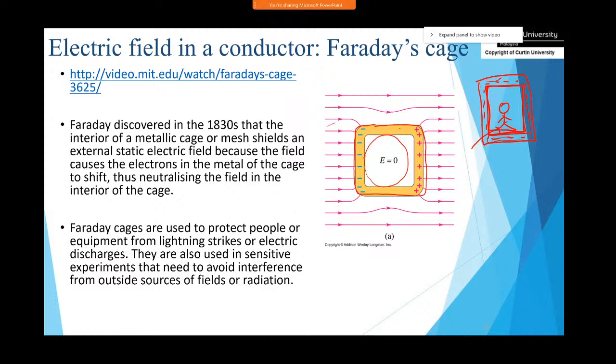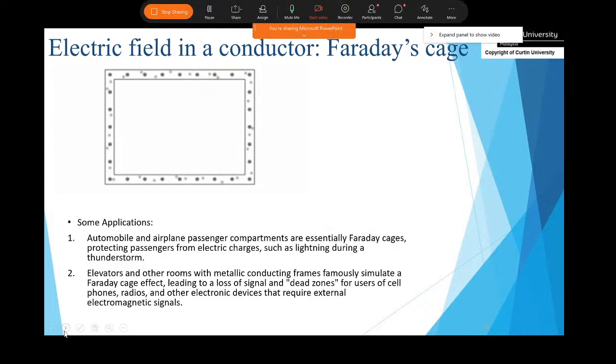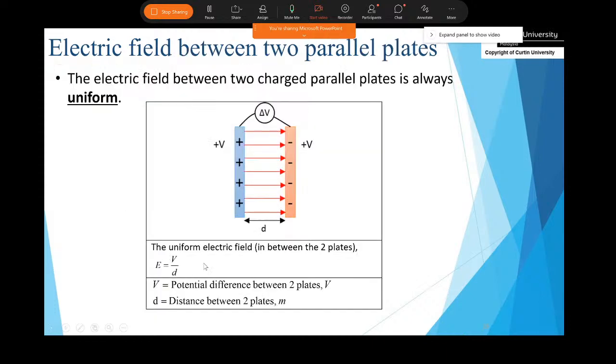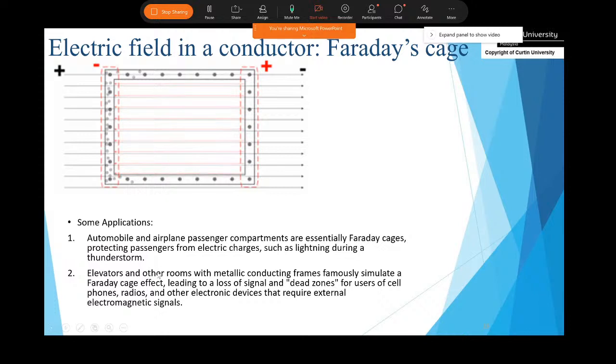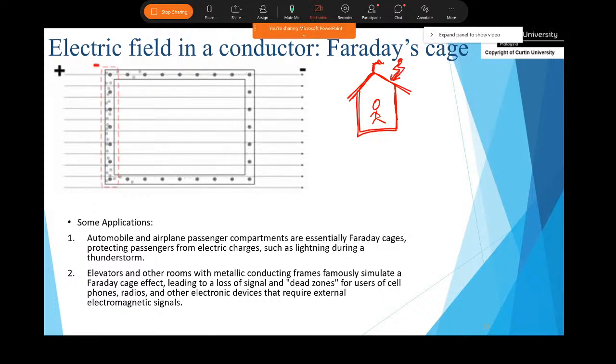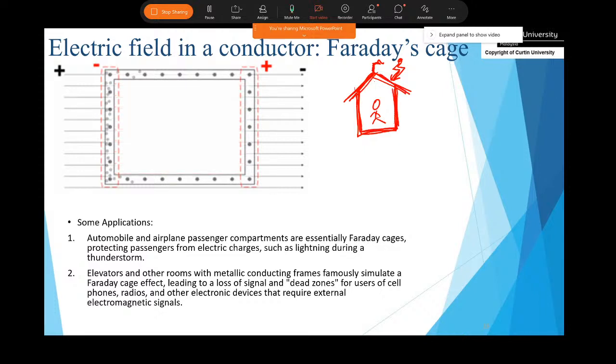So when you go inside the lift, you are actually protected by this conductor, so there won't be any signal received. Another phenomenon will be your house. Okay, someone that stays inside the house, even though lightning strikes the house, it will be only outside, right? So someone inside will be safe also.